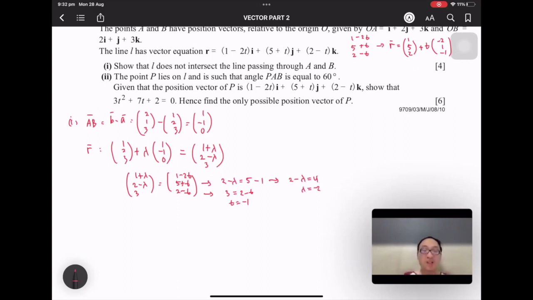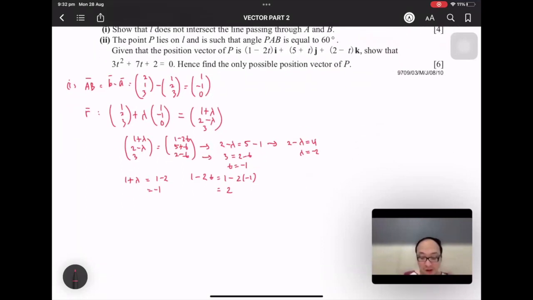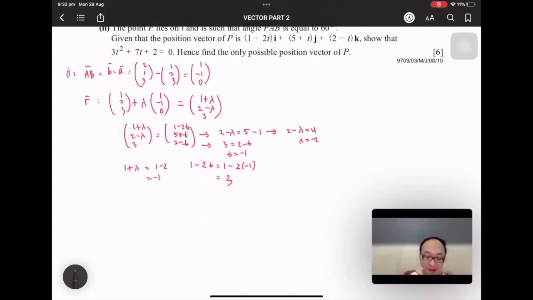Now, check it in the first row. For the first row, I will have 1 plus lambda equals 1 minus 2, which equals -1. And from the line L, the first row will be 1 minus 2t, which equals 1 minus 2 times -1, so equals 3. So that means, since they are not the same, they do not intersect.